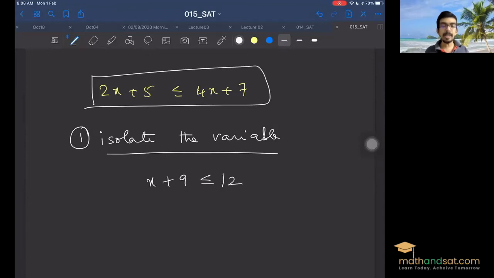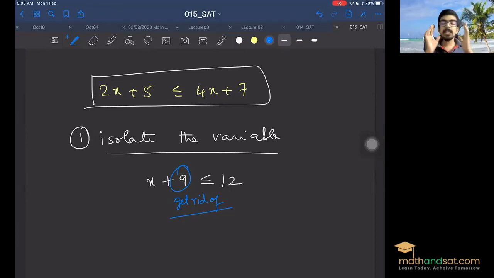For isolating the variable, you have to see what operations are applied on the variable, and you have to keep undoing them to get rid of this 9. So there is a 9 added to that number. So you have to undo that operation. For undoing that operation, what do we have to do? You have to add a negative 9, or subtract 9, on both sides.